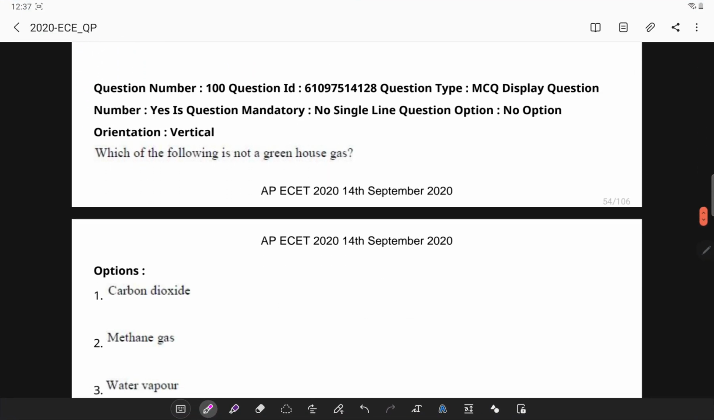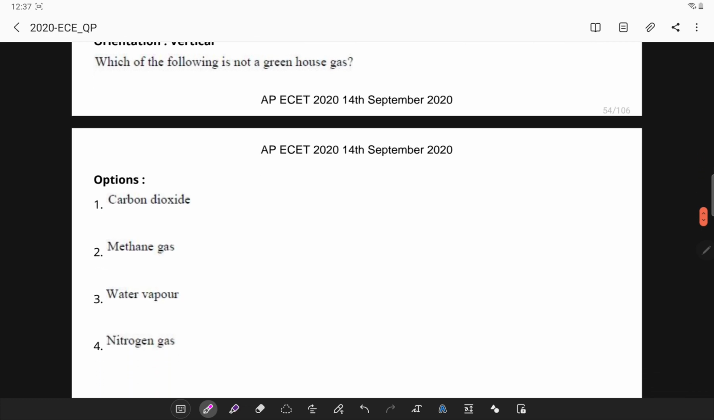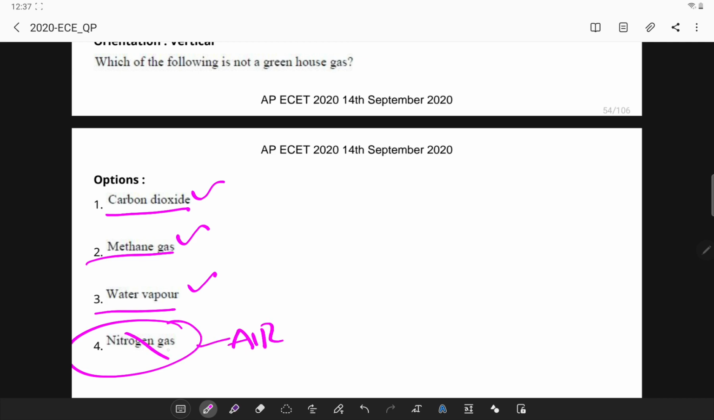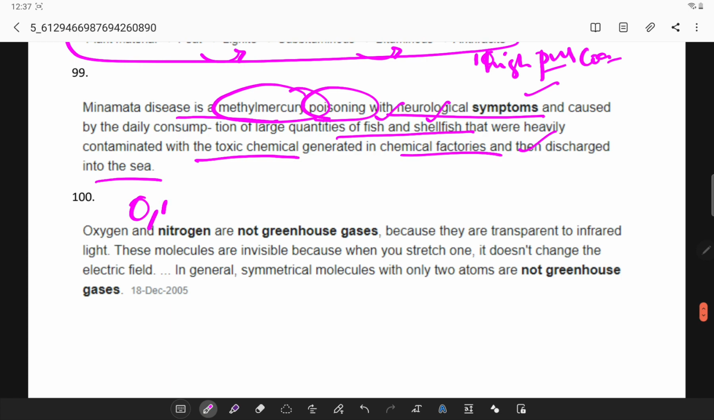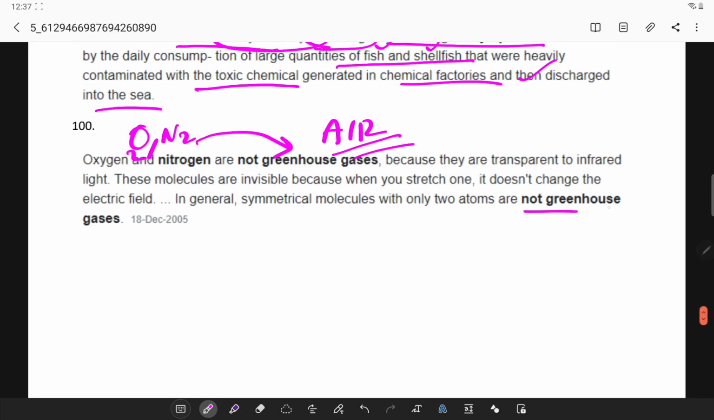Next, the last question: which of the following is not a greenhouse gas? Observe, this is a greenhouse gas. Methane is also a greenhouse gas, water vapor. This is present in normal air. So this is your answer. So oxygen, nitrogen are generally not greenhouse gases, they are a part of air, and other gases are greenhouse gases.